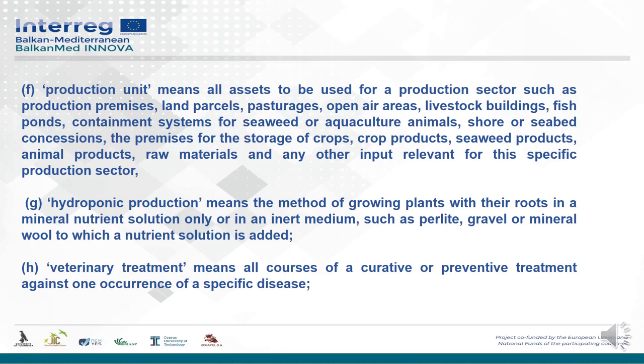Hydroponic production means the method of growing plants with their roots in a mineral nutrient solution only, or in an inert medium such as perlite, gravel, or mineral wool to which a nutrient solution is added. And the other important term to be defined is veterinary treatment, which means all courses of a curative or preventive treatment against one occurrence of a specific disease.